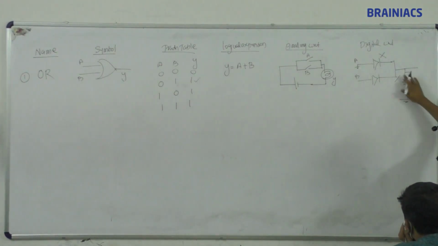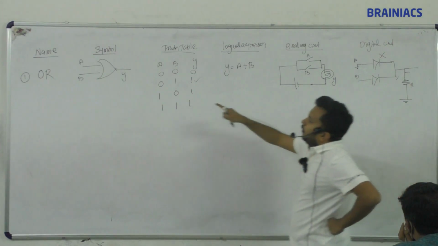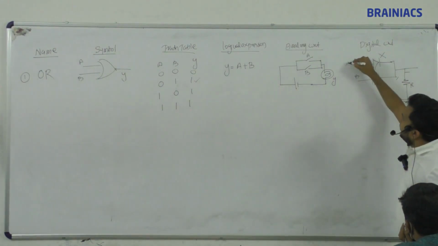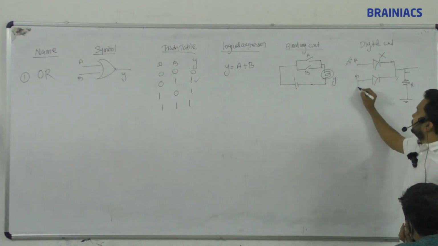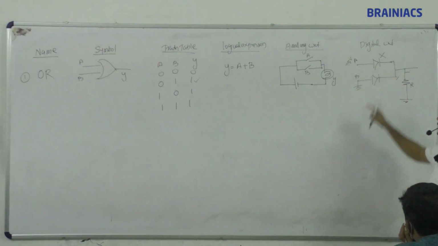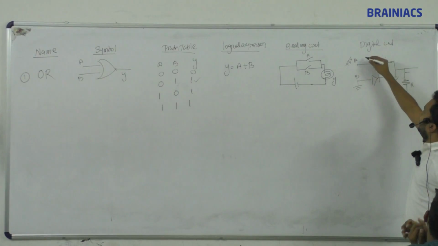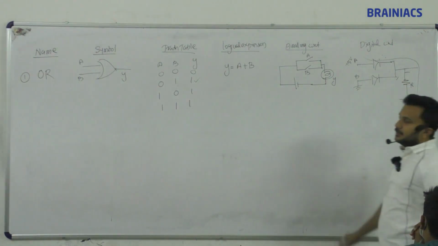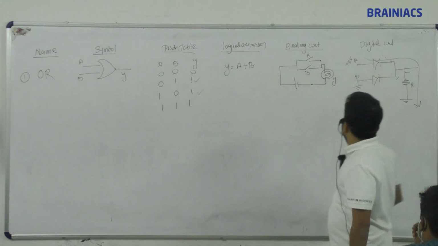Then again we'll go to the next one. Next one is 1 0. This is 1, which is 5 volt. The other one is 0, so it's grounded. Which one will work? A will work. So the current will flow here and go to ground. So with I into R you will get output. Next one is what?